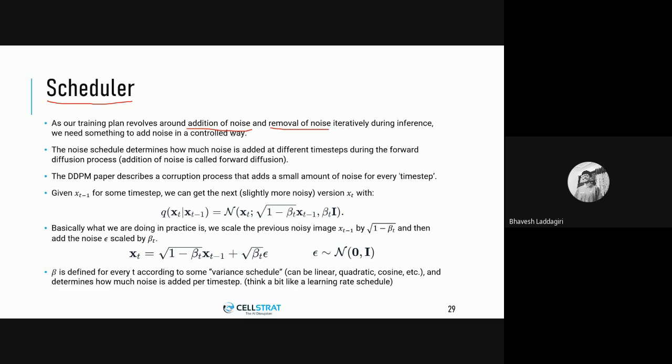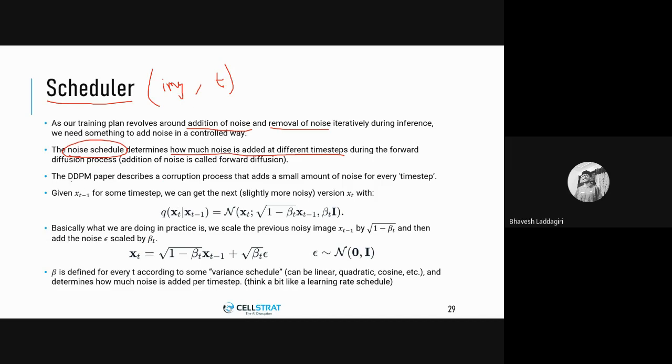During the forward diffusion process, how much noise is added at different time steps is determined by something called the noise schedule. A scheduler will create a noise schedule and add different amounts of noise at different times. So our scheduler's job is: we give it an image and a timestamp t, and it gives us a noised version depending on the timestamp. That's the end goal we want to achieve.